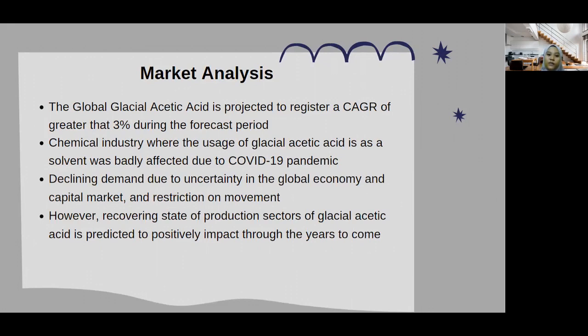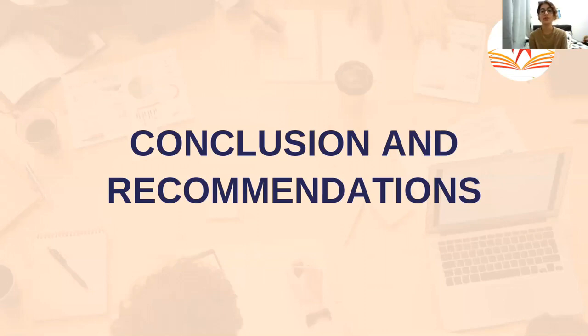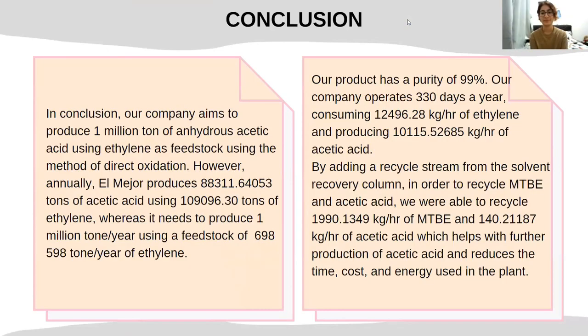We move to the next slide. So as for the conclusion and recommendations, next slide, please. Thank you. In conclusion, our company aims to produce 1 million ton of anhydrous acetic acid using ethylene as our feedstock, using the method of direct oxidation.